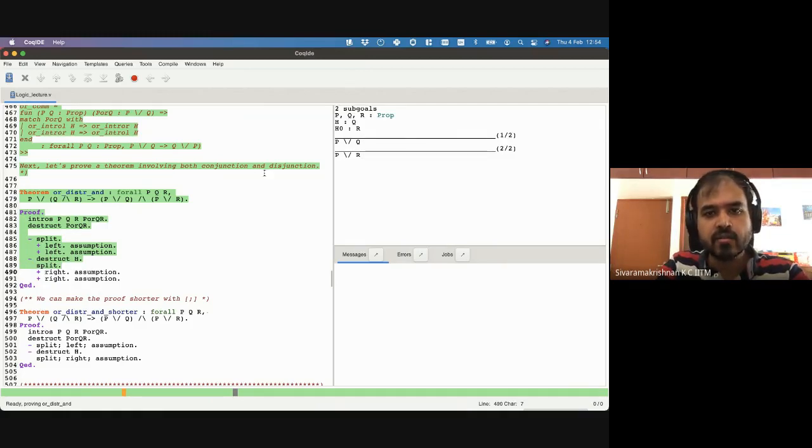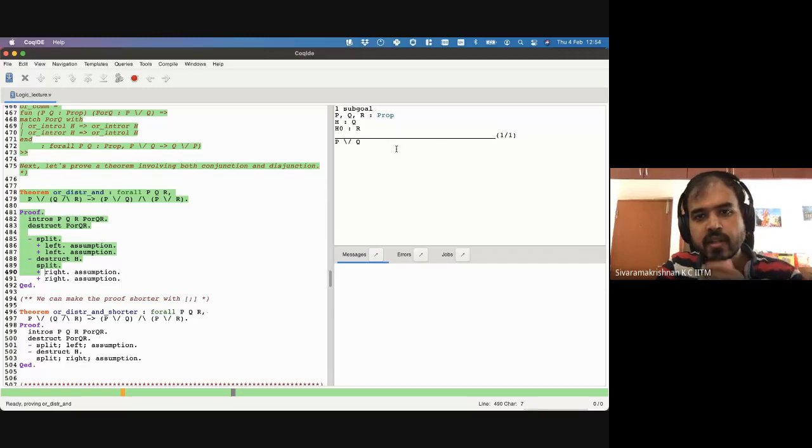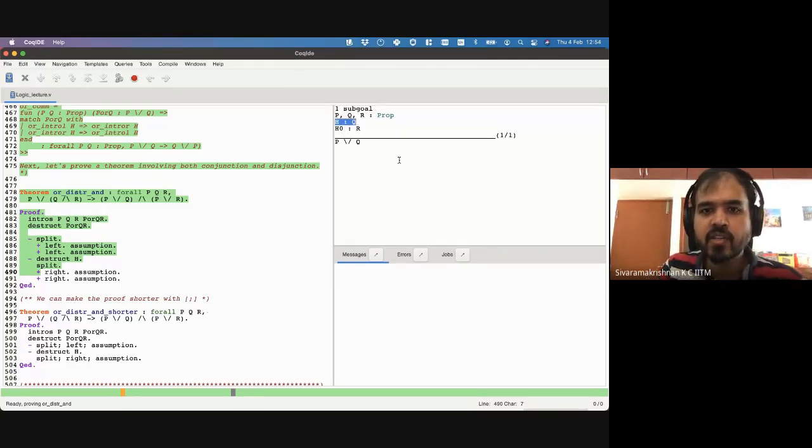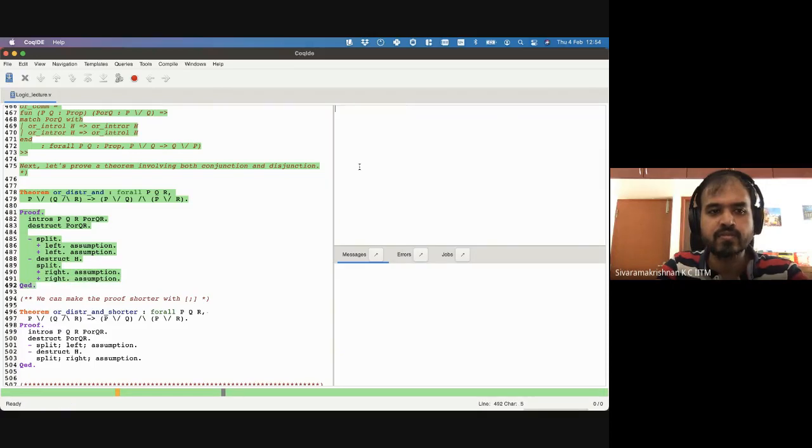And then zoom in, right? If you zoom in, we have evidence for Q, and I need to show P or Q holds. So Q is the right hand side. So pick the right one, and assumption makes it go through. And again, we have evidence for R, we need to show P or R. So that's the right hand side. So right and assumption makes it go through.